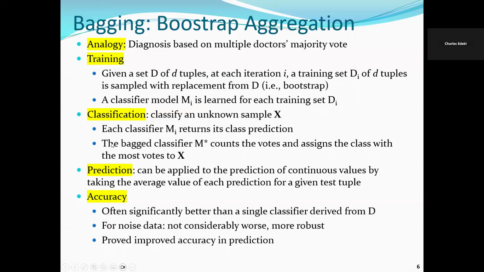So this would be for classification. Then prediction can be applied to the prediction of continuous values by getting the average. So the goal is often significantly better than a single classifier, and the accuracies improve. As I said earlier, take a decision tree and a random forest on the same data set. Always, random forest will perform better. In the worst case, maybe they will perform the same.